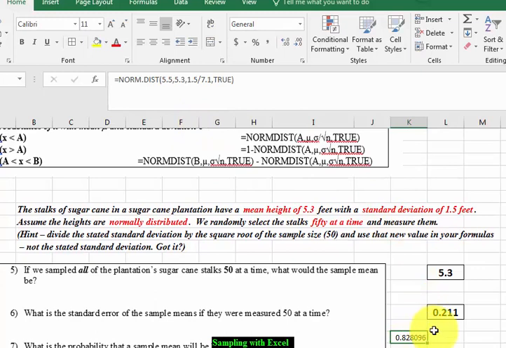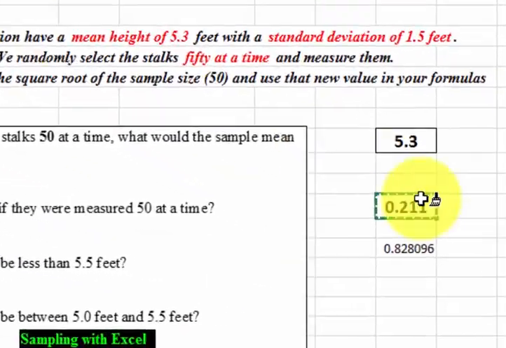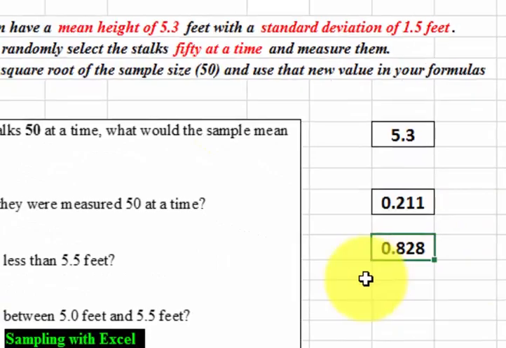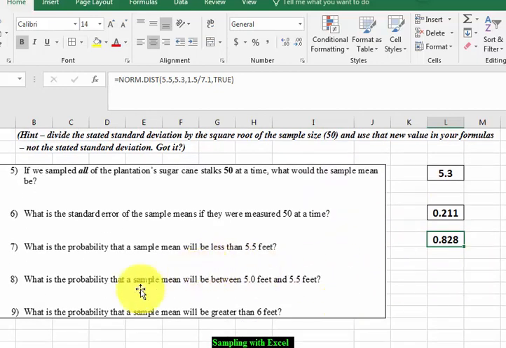So let me move this over here and make it so you guys can see it. So there's the probability that the sample mean of 50 will be less than 5.5. Okay, so that's pretty large because the mean is 5.3. So it's going to be over 50%. So that looks good.